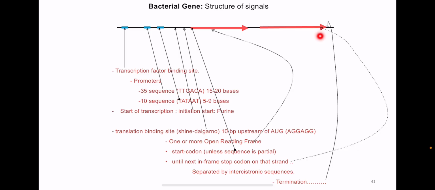We are synthesizing mRNA, and not in prokaryotes but in eukaryotes, for example, there will be addition of a poly A tail. But in prokaryotes, we don't add poly A tails. There are different ways of terminating transcription, so we just terminate transcription.